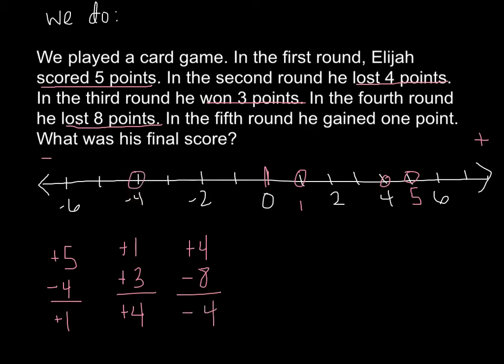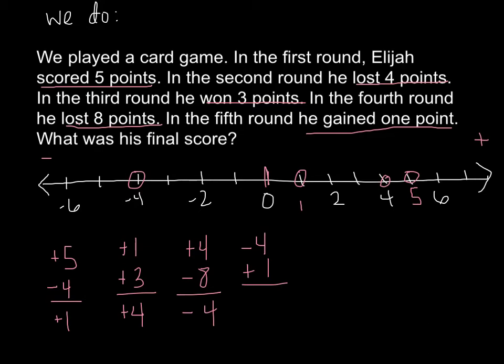So positive 4 plus a negative 8 is negative 4. And finally, in the fifth round, he gained 1 point, just one little point. So he is at negative 4, and he gained, that's positive, 1 point.